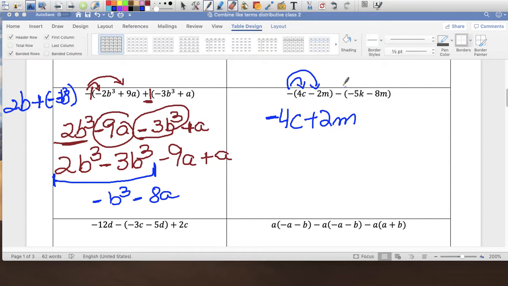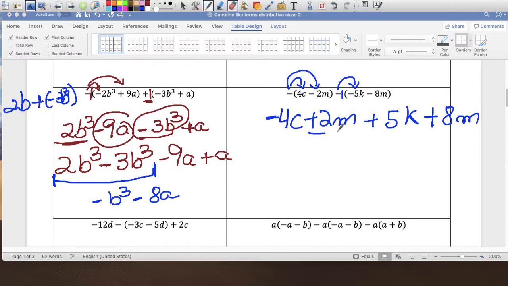Okay. And likewise here, this minus and this minus is going to give me 5k. Right? So imagine there was a minus 1 over here. Minus 1 times negative 5 is positive 5. And then minus 1 times this negative 8 is going to give me 8m positive. So as you can tell, they were both negative inside the parentheses. When it came out as 5k plus 8m.